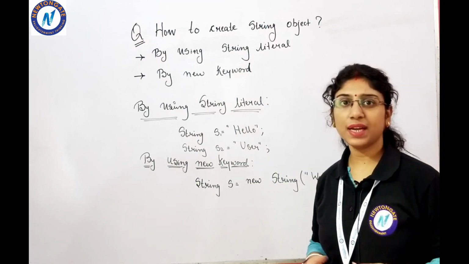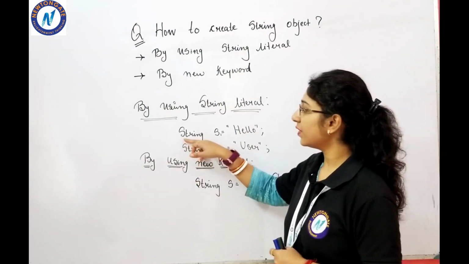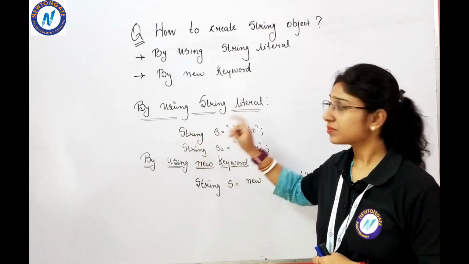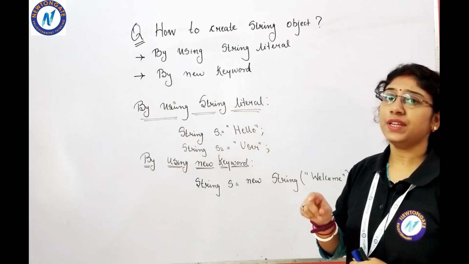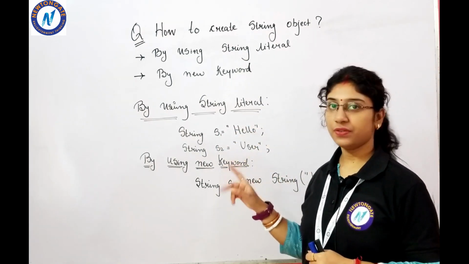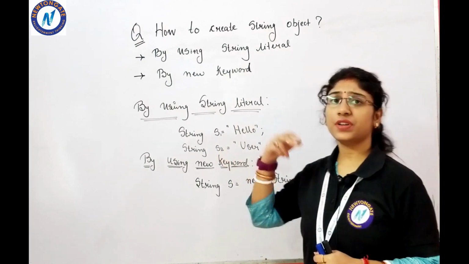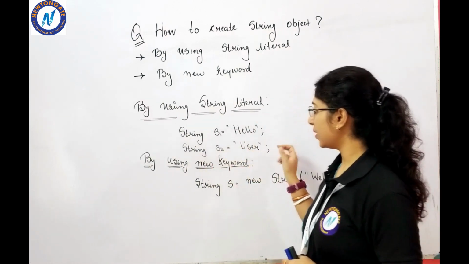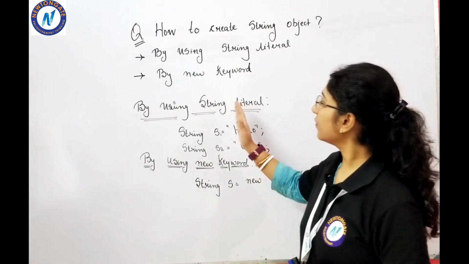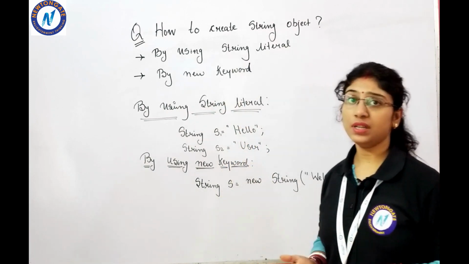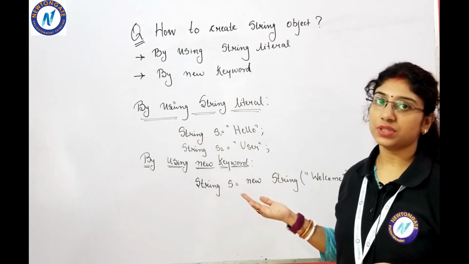Now how can we do the first method? For a string literal, we simply write the name of the class, then the object name. s1 equals to "hello", the first string. Second, I have created one more string, s2 equals to "user". So in the following way we can use a string literal for creating a string object.